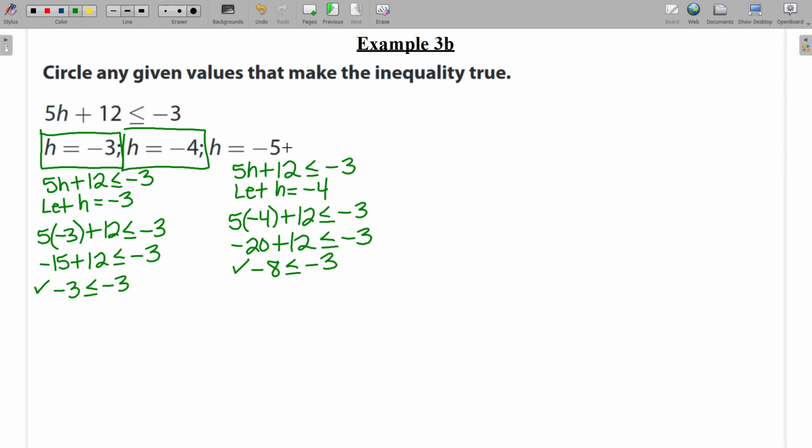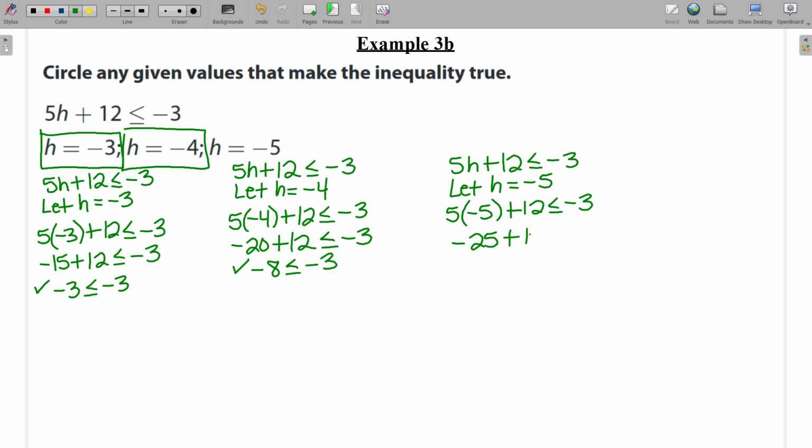Now we're going to have to try this h equals negative 5. So once again we're going to rewrite our inequality. We have 5h plus 12 less than or equal to negative 3. I'm going to let h equal negative 5. So I'm going to replace the h in this inequality with negative 5, and that's going to give me 5 times negative 5 plus 12 less than or equal to negative 3. So if I take 5 times negative 5, that's going to give me a negative 25 plus 12 less than or equal to negative 3.